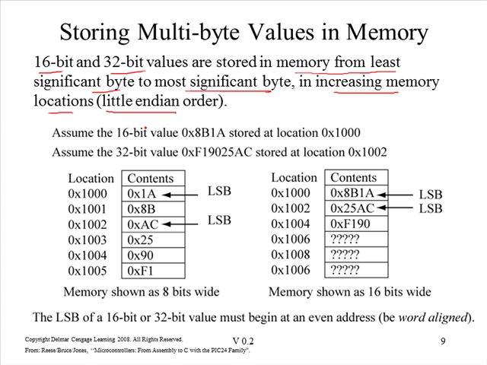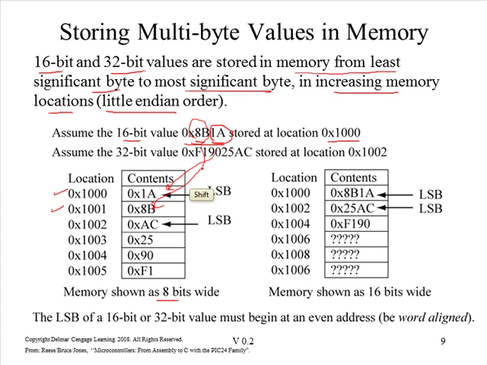Let's take a look at an example. Let's take a 16-bit value that's going to be 8B1A, and we're going to store this at location 1000. Here memory is shown as 8 bits wide, so we have location 1000 storing a byte, location 1001 storing a byte, and so forth. We're going to store the least significant byte 1A at 1000. Then we're going to store the next byte 8B at 1001.